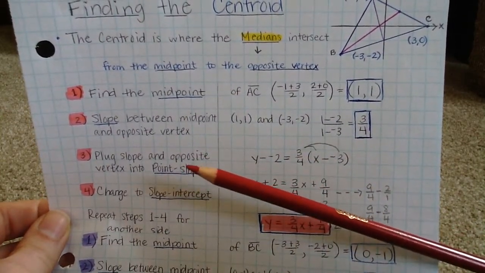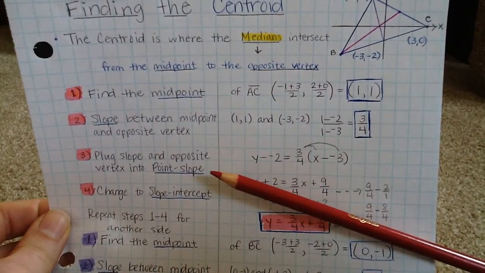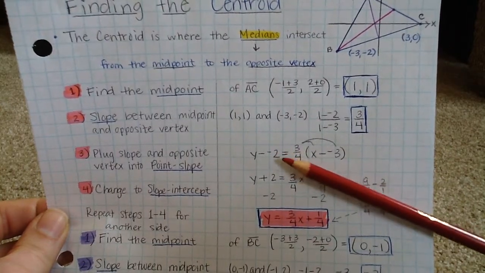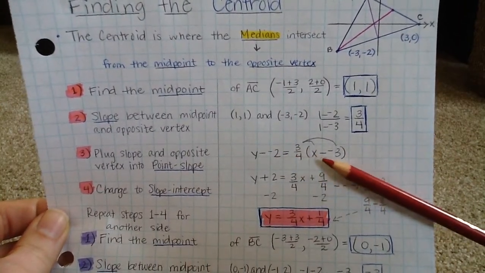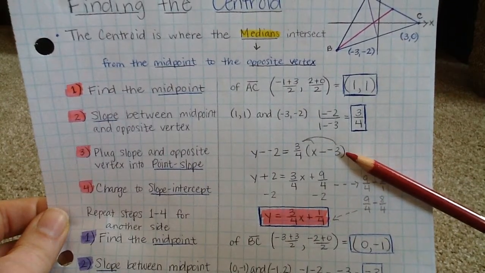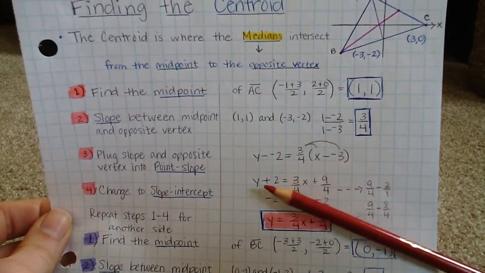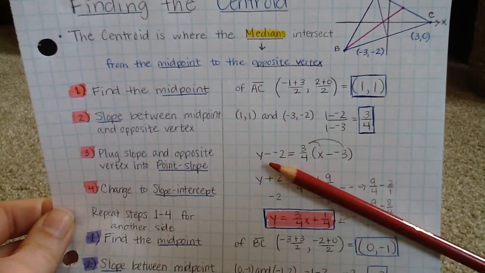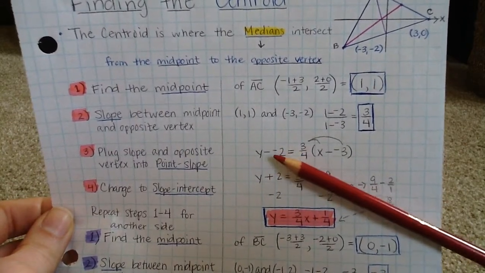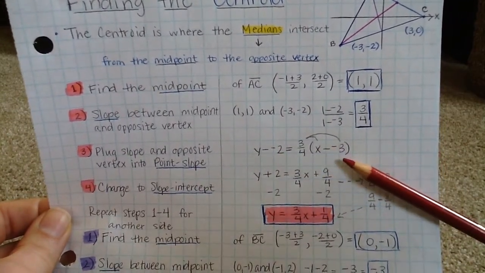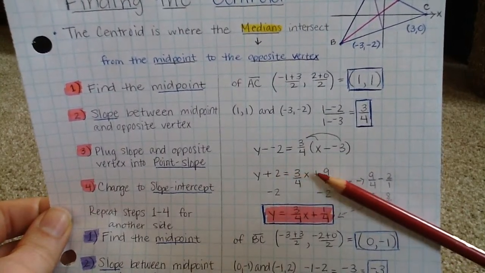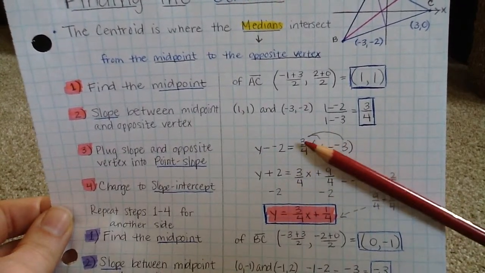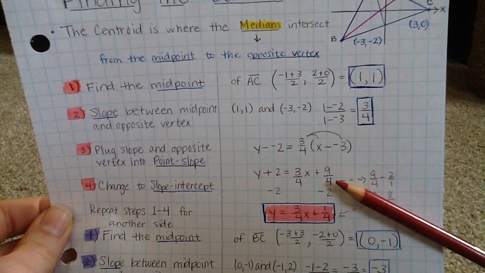Then you're going to plug that slope that you just found and the opposite vertex into point-slope form. So y minus the y of the opposite vertex equals the slope, 3/4, times x minus the x of the opposite vertex, which was -3. In order to change it into slope-intercept form, we're going to distribute the 3/4. Again, minus a negative means plus, so that's really y plus 2, and that's really x plus 3. So y plus 2 equals 3/4 x plus 3/4 times 3 is 9/4, because you just do the 3 times the 3, leave it over 4.